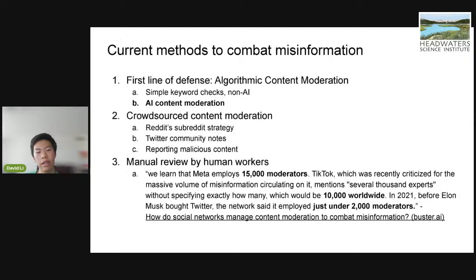The AI content moderation that we see today primarily consists of blocking out violent images that are inappropriate or something similar to that. There's also crowdsourced content moderation, which is basically where a platform uses the user base of the platform to help moderate the content on the platform.